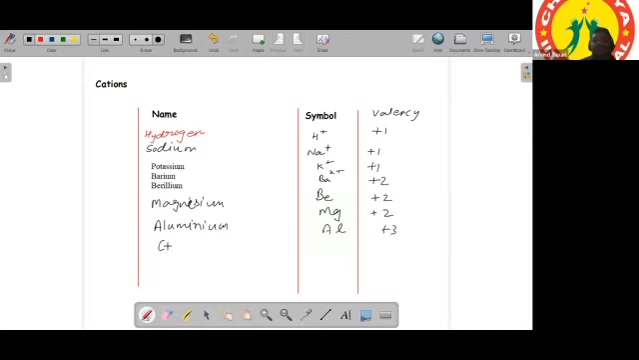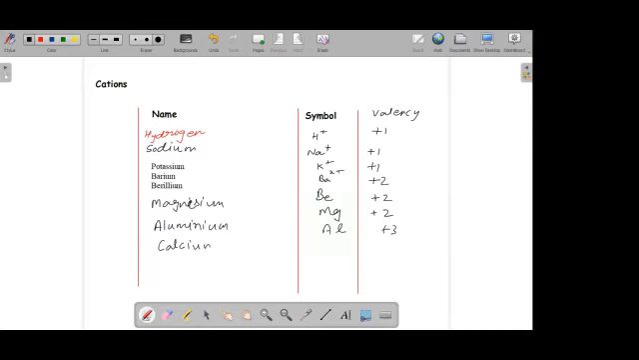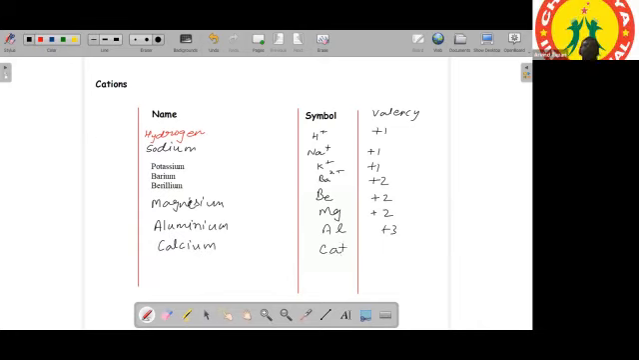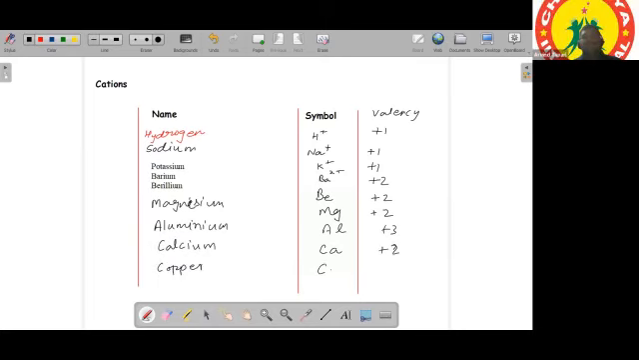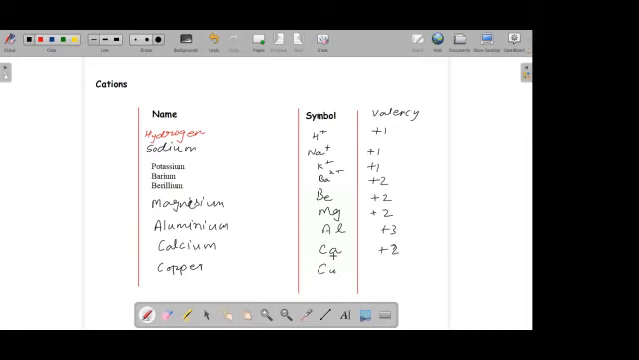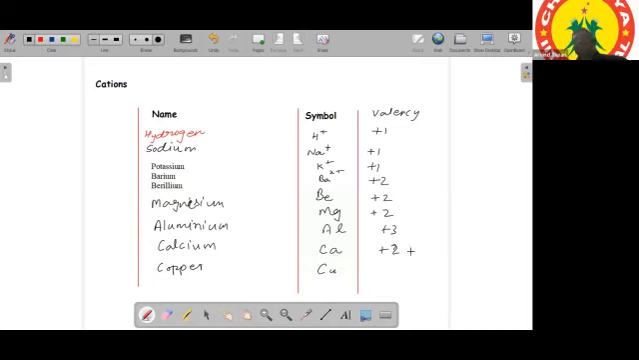Then you have calcium: Ca and valency is +2. For copper, I think it's Cu, and what is its valency? See, copper has two valencies. It has the valency of +1 and +2 both. In making your formulas of copper sulfate and all, wherever you are using it, you will mainly use +2, unless specified. So it is generally +2. For copper, +1 and +2 both are there.